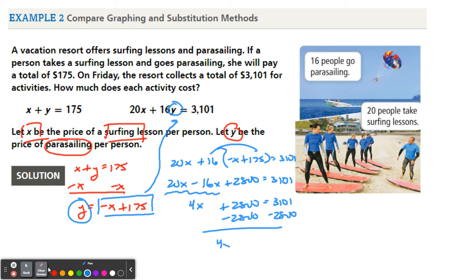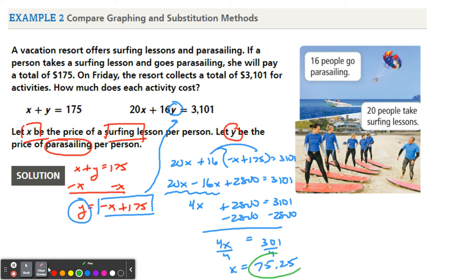You get 4x equals, the 2800s cancel, over here you get 301. And then you'll divide both sides by 4. And you get an x value of, and this comes out to be nice money, $75.25. Right? So that's how much surfing lessons are going to cost. Now we need to find how much the parasailing lessons cost.